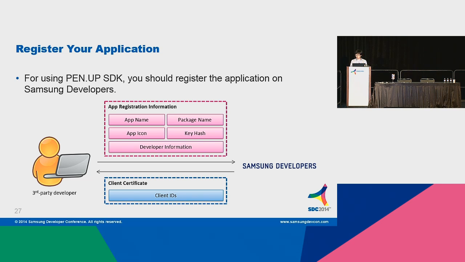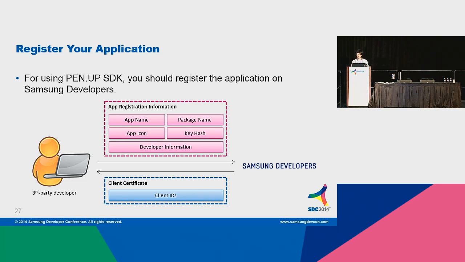So you should first access the app registration page of the PEN.UP SDK in Samsung developer site, and you should enter these values: application name, package name, application icon, key hash, and developer information. So the application name and icon are used to expose your application, and the package name is used for the deep linking function. So the corresponding application should be uploaded to Google Play, and you should create the key hash values for the debug and release.